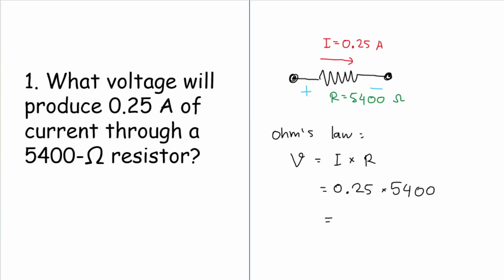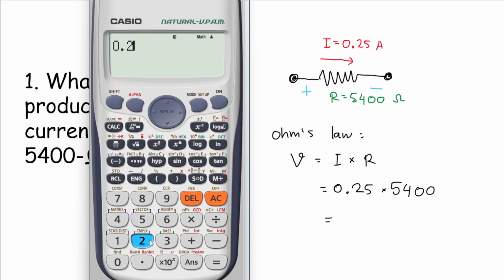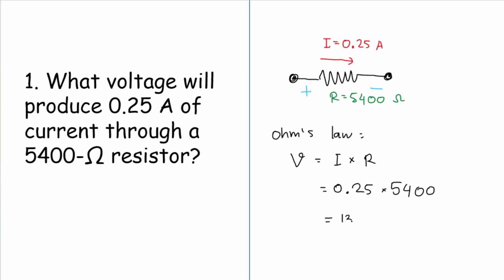Good, and I think let's just use the calculator for that. So I'll have 0.25 multiplied by 5400, and I will have 1350, and the unit here is volt. Or maybe if we want to make it easier to read, I'll have 1.350 multiplied by 10 to the 3 volt, but then 10 to the 3 is kilo, so I'll have 1.35 kilovolt. And I think that's all for this problem.